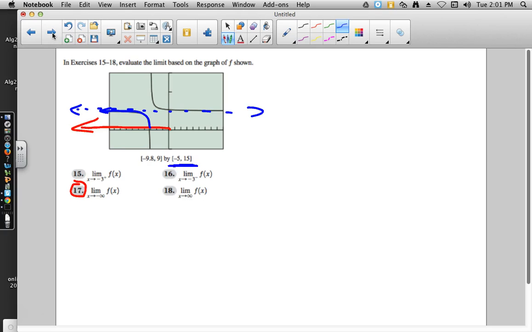And I know that because I look down here and I see that they went from -5 to 15. So this is a -5 units. That makes this 5, 10, and 15. That makes this y equals 5, and that's what they're approaching there. So that would be the limit for that horizontal asymptote.